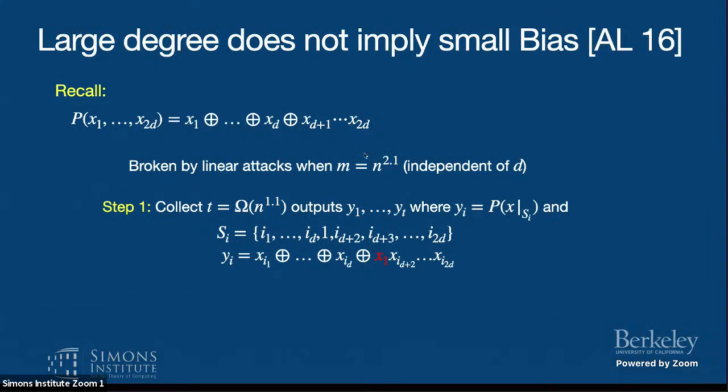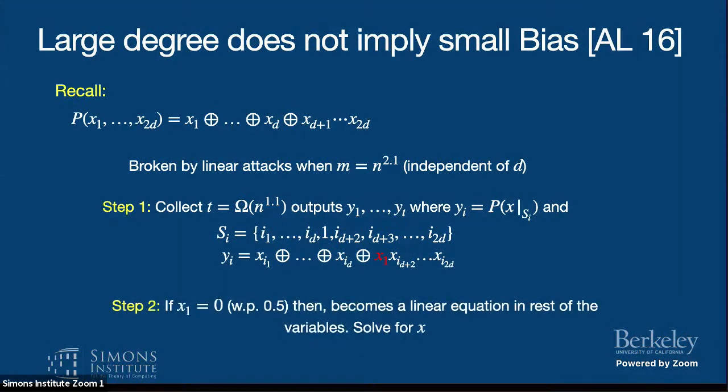What they show is that you can simply collect n to the 1.1 outputs, say, such that these outputs have a common structure, namely that these outputs are computed by applying the predicate P on input bits of x corresponding to the set Si, such that the sets Si in the nonlinear term share a variable, let's say x1. So they have a common structure with one variable in common in the nonlinear term, x1. What does this mean? With 0.5 probability, if the input is chosen at random, it will happen that x1 becomes 0. And then these are all linear equations. So you get n to the 1.1 linear equations, and you can solve for x. So that was the problem.